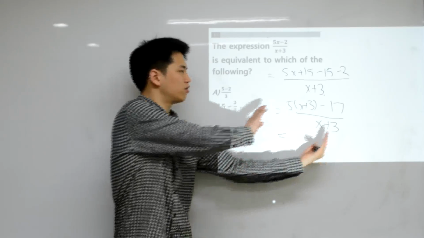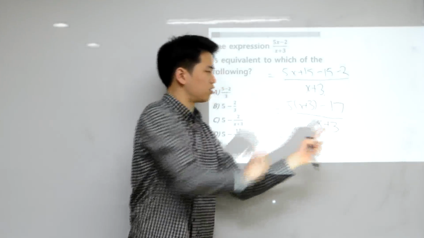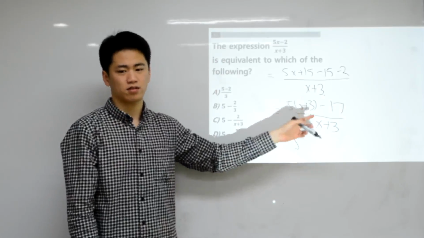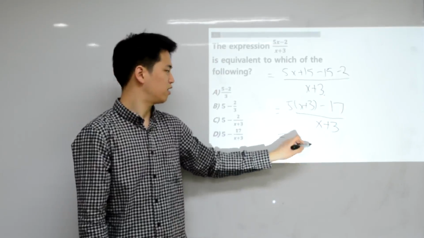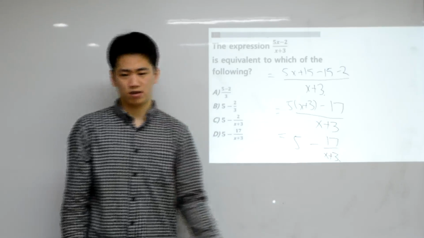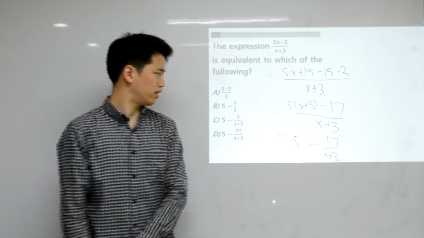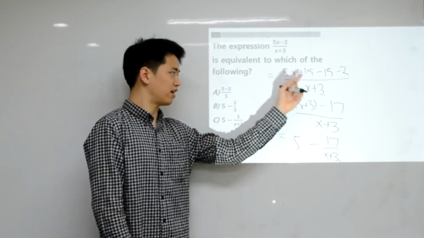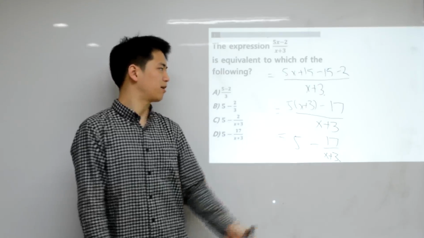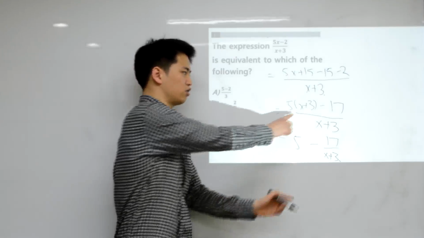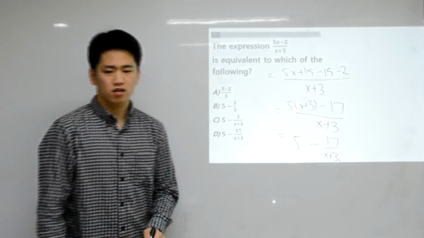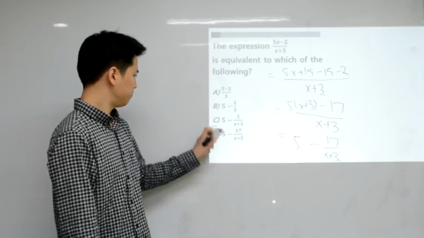Now we just separate it into this part and this part. This part just becomes 5, because 5 times x plus 3 over x plus 3 just equals 5. And then minus 17 over x plus 3. So now you see the reason that I did this plus 15 minus 15 here. It's so that I could cancel the x plus 3's here to just get a 5 here. So the answer is D.